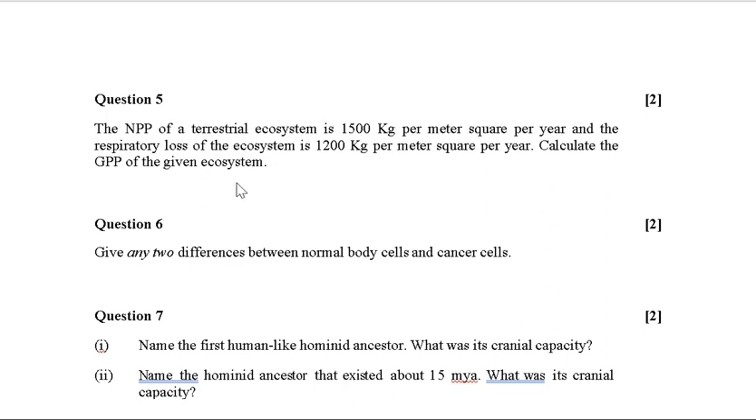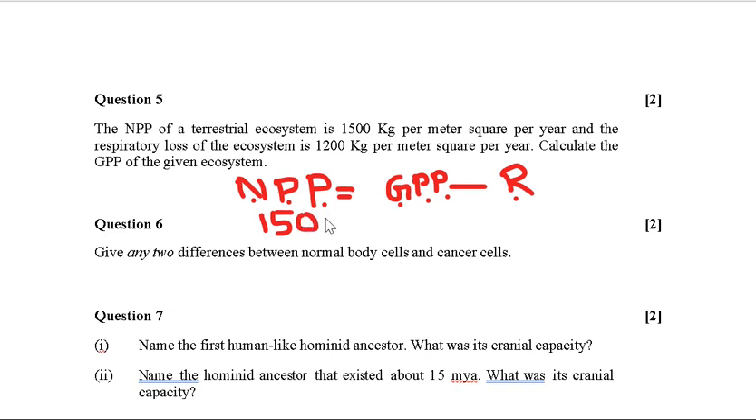For that you should know one formula: NPP is equal to GPP minus R. NPP means net primary productivity, GPP means gross primary productivity, and R stands for respiration. Now they have given the information about NPP. It is 1500. GPP we need to calculate, so keep GPP as it is, minus R. For respiration they have given 1200 kg, I am just writing it here.